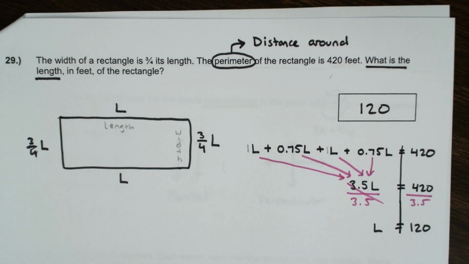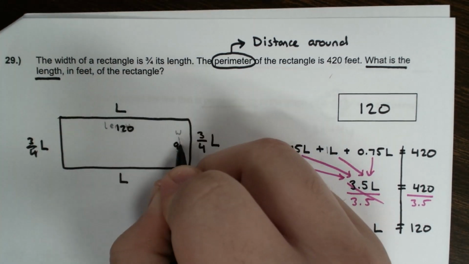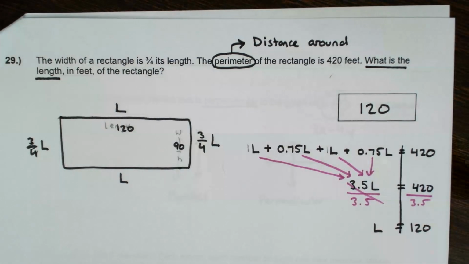Now, the width is not that hard. 3/4 of 120 is just 90. So this is a 120 by 90 rectangle, but 90 is not the answer. Any questions on number 29?